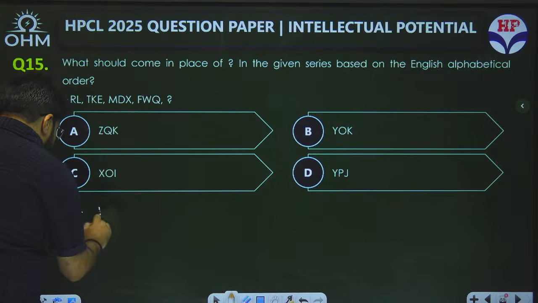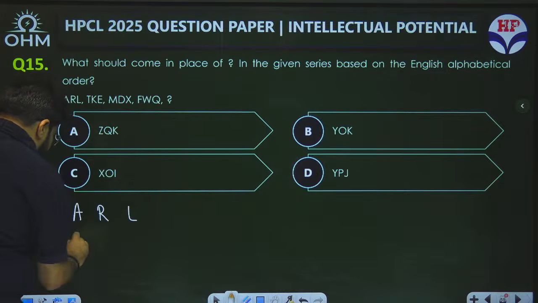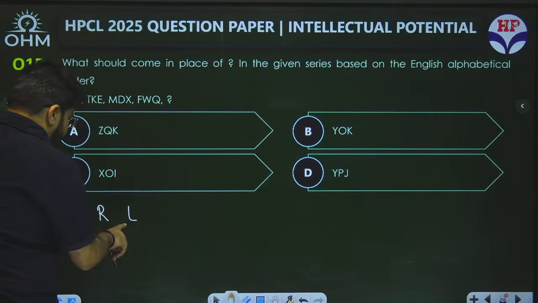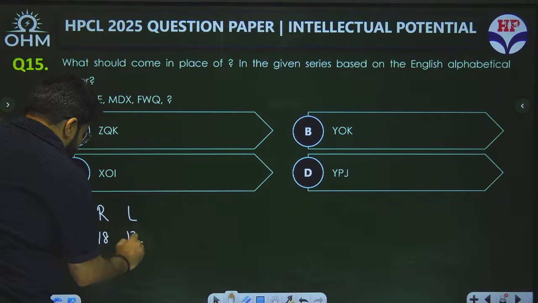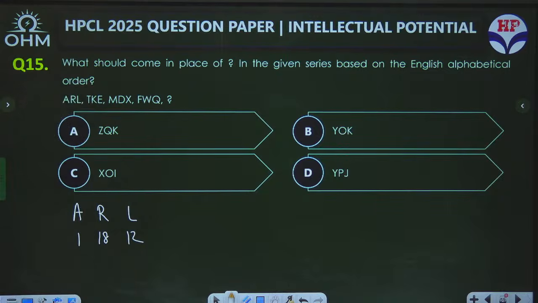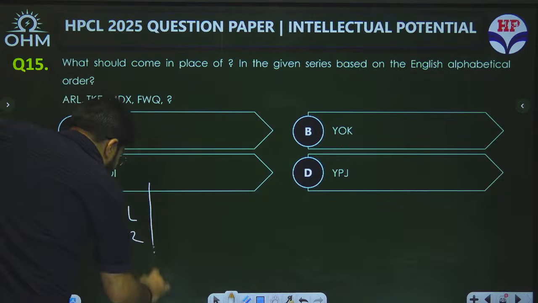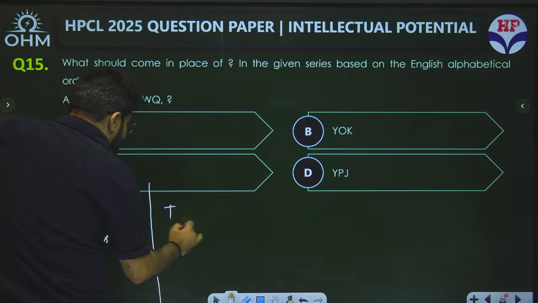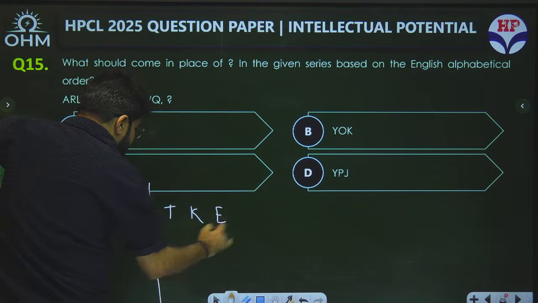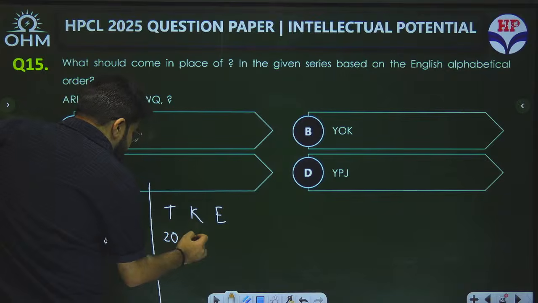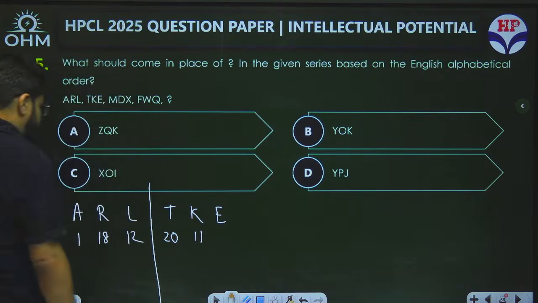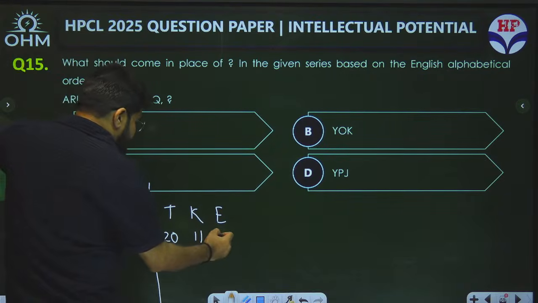Now see, A, R, L. A is 1, R, S, T. Okay, two letters before T, so that is 18. And J, K, L, so L should be 12. Now, what is the logic? We'll have to write down one more to understand. T, K, E. T is directly 20, J, K, K is 11, and E is 5th.